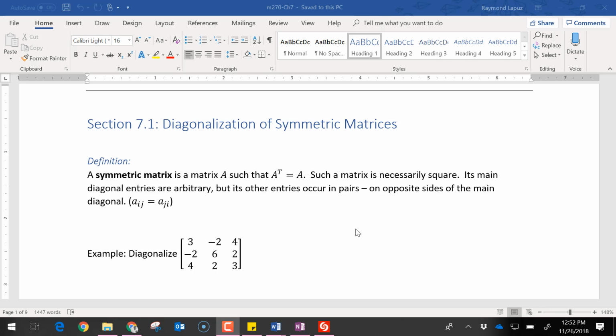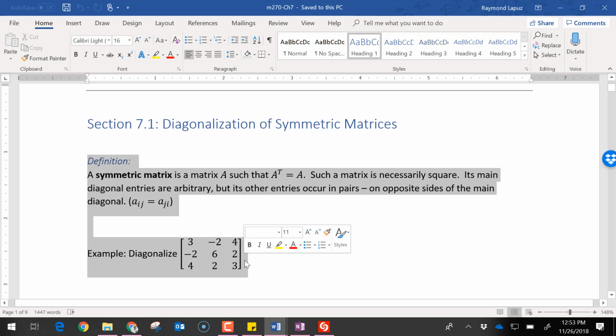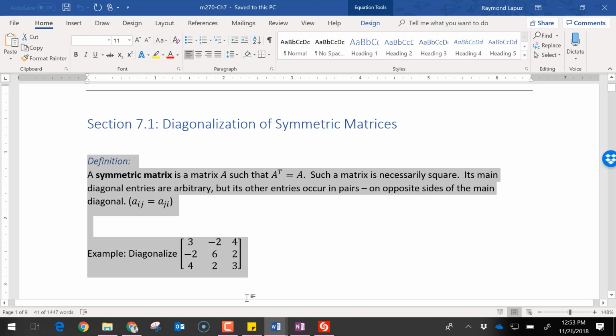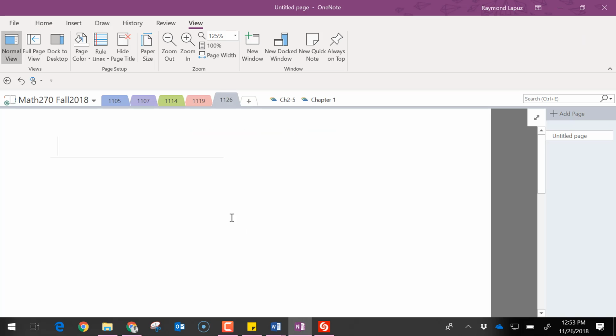Chapter 7, we're going to focus on these things called symmetric matrices. And we're going to do stuff like diagonalize symmetric matrices, and we'll see some important aspects that come out of that.